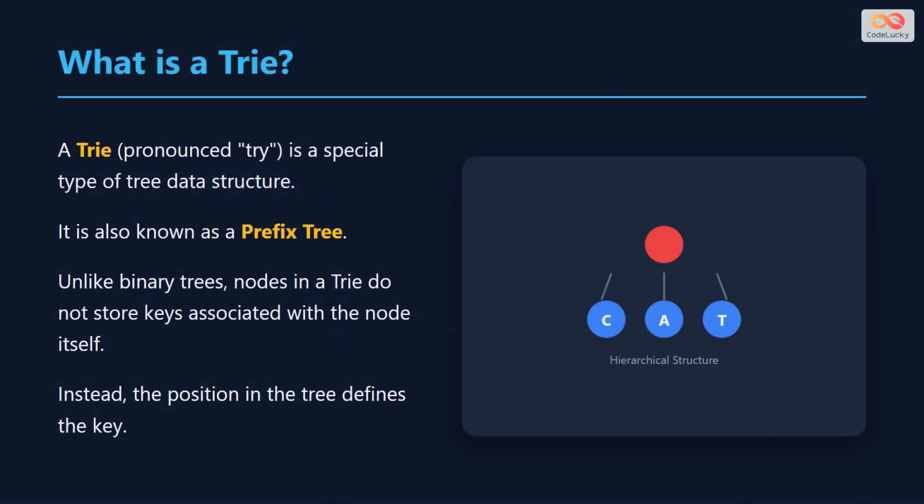A trie, often pronounced as "try", is also known as a prefix tree. Unlike a standard binary tree where each node might hold a value, in a trie, the value is determined by the path you take. It is a hierarchical structure where each step down represents a character in a word.